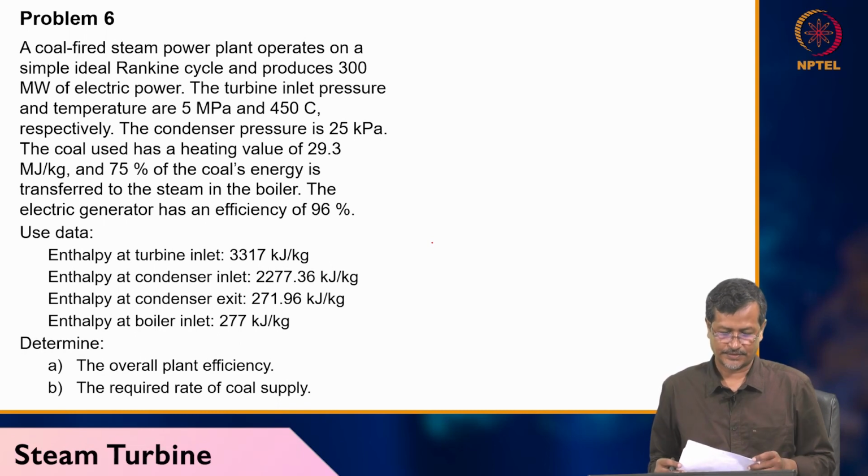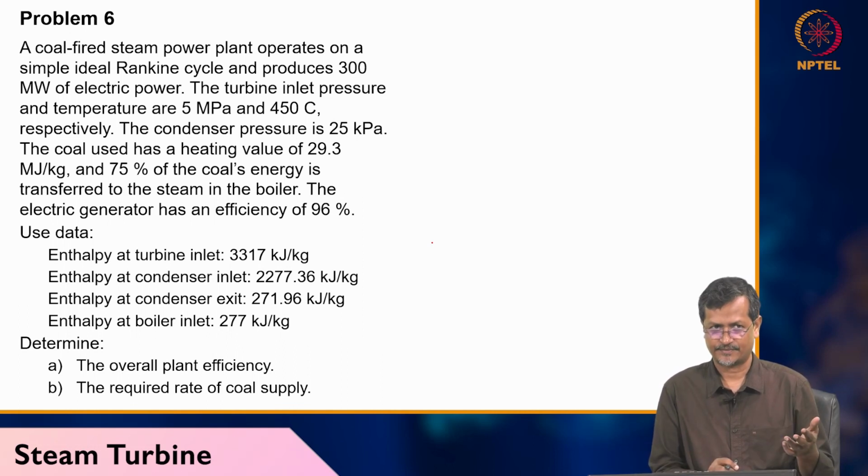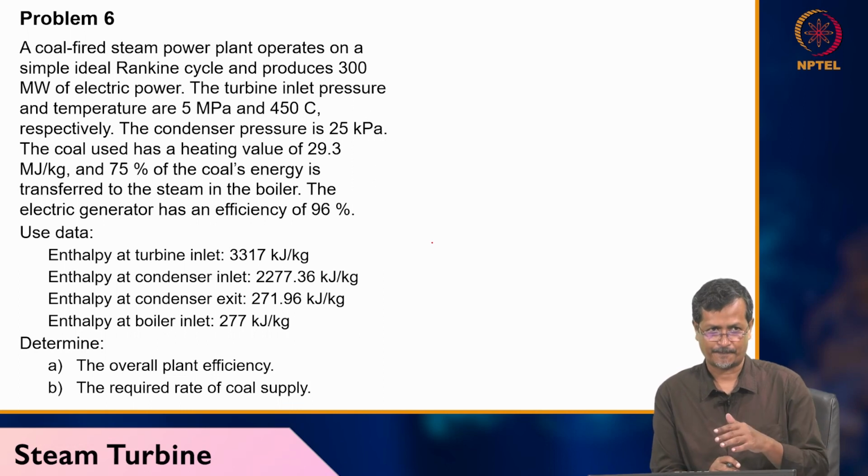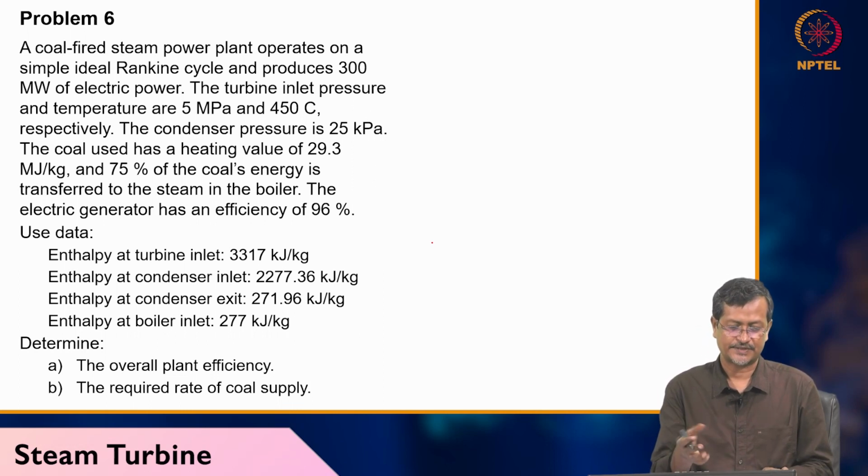Okay, so another problem is there, a little bit different. A coal fired steam power plant. So it may be, for example, your steam system in your marine boiler for heating purpose. So that can be coal fired, that can be liquid fuel fired. Maximum coal fired systems are replaced actually. These days diesel based systems are coming up. So basically maximum steam turbines are replaced already. Okay, let's assume coal fire is still there. So a coal fired steam power plant operating on a simple ideal Rankine cycle.